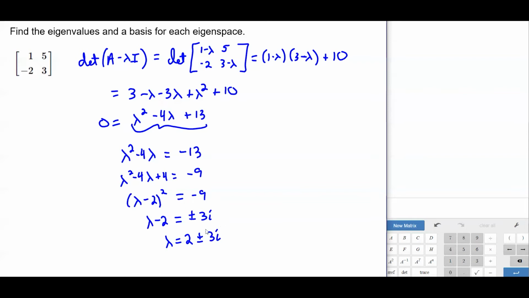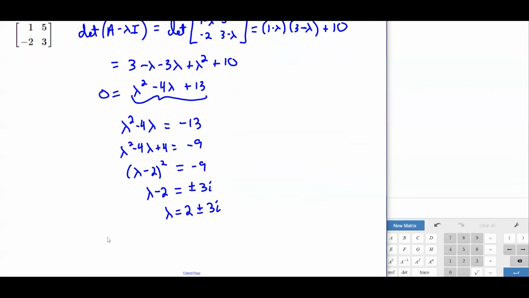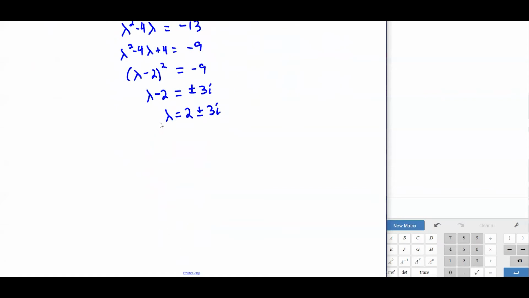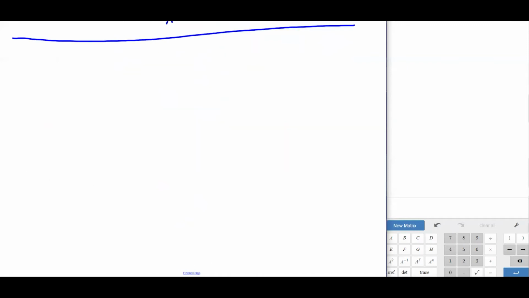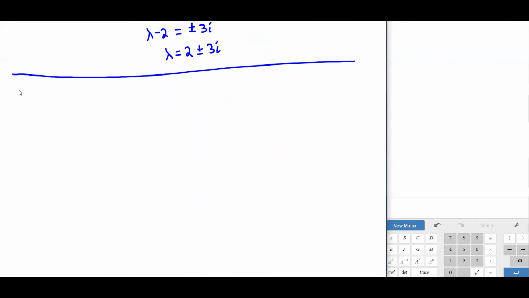So we have, in this case, complex eigenvalues. So how do we deal with that? Well, we're going to do the same thing that we did before with real numbers. It's just going to be a little bit different when we solve for the eigenvectors. So let's say for the first eigenvalue, 2 plus 3i, and these always come in conjugate pairs, by the way, right? So you always have a plus or minus in the middle there.